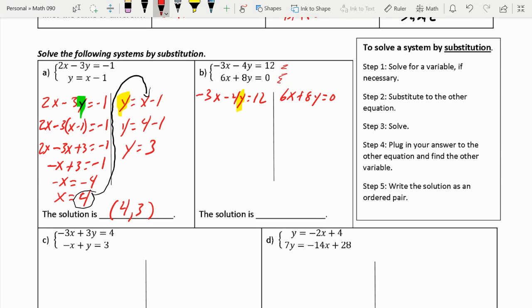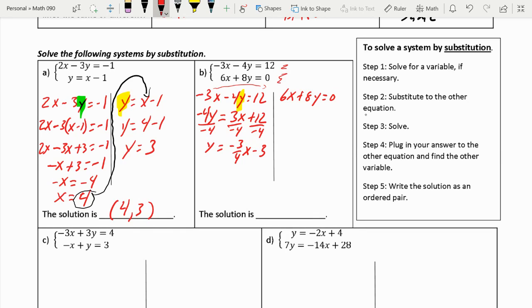So for you guys that are struggling with this, let's add 3x to both sides. I'm going to take this 3x and move it over to the other side. So I end up with negative 4y is equal to positive 3x plus 12. Now I'm going to divide everything by negative 4. I hope I don't run out of room here. Y is equal to negative 3 over 4x minus 3.